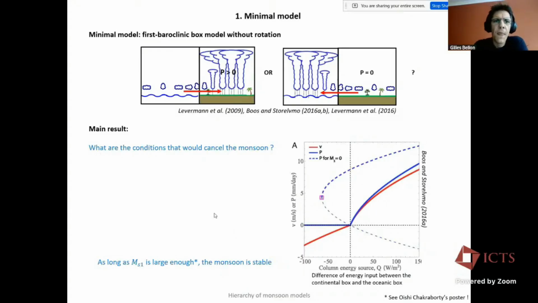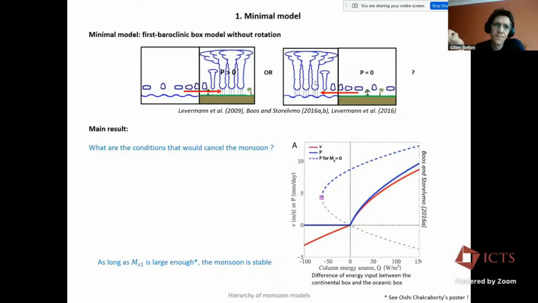So essentially the idea is, if you have such a box model of the monsoon, do you have precipitation over land, like here on the left, and low level wind from the ocean box to the land box? Or do you have precipitation over the ocean and the low level flux goes from the continental box to the ocean box, and then you have no precipitation or very little precipitation over land?